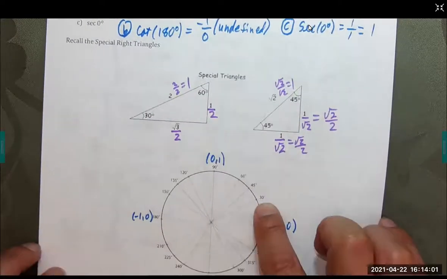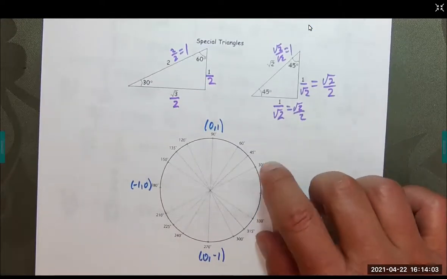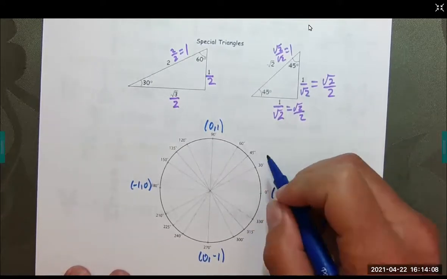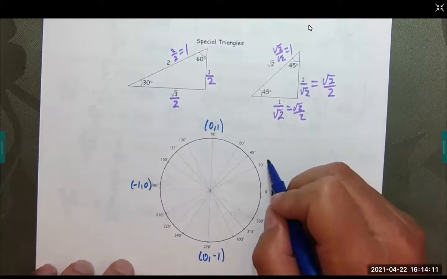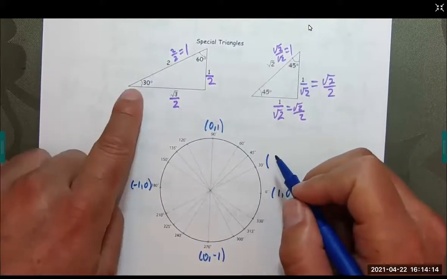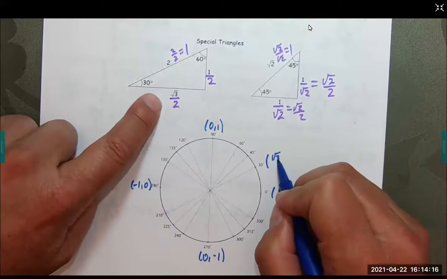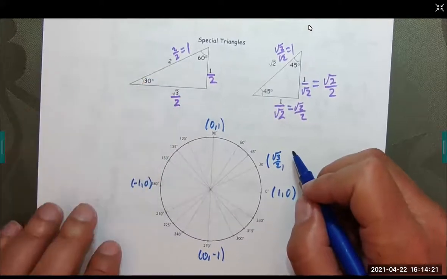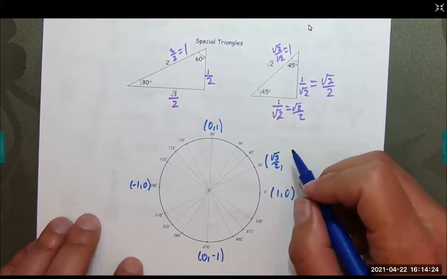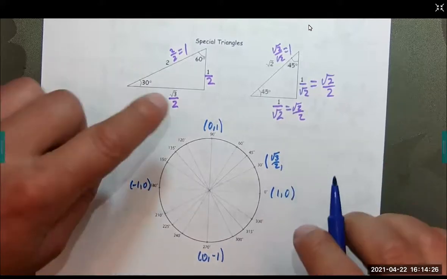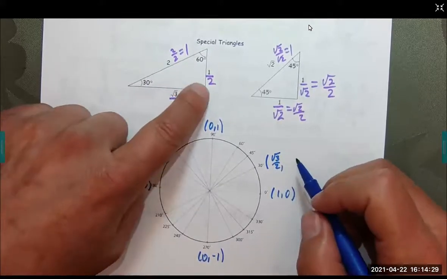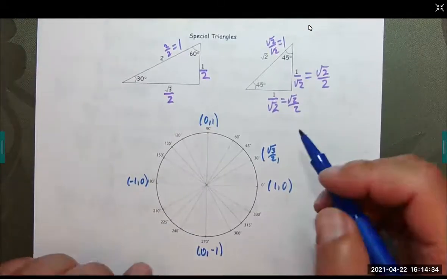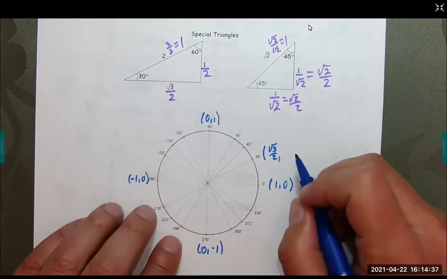So at 30 degrees, we have the coordinates, looking here, cosine, which is the x coordinate, is the adjacent. So it's root 3 over 2. That's the adjacent over the hypotenuse, which in this case, pardon me, the y coordinate is sine of theta, and the sine of theta is 1/2 over 1, or just 1/2.